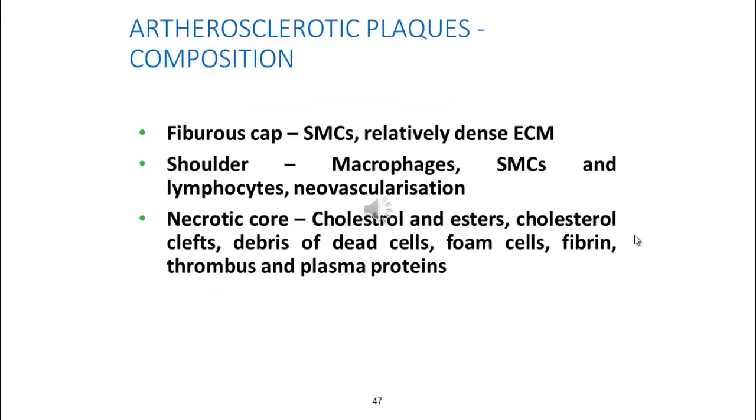So there is a fibrous cap which is composed of smooth muscle cells along with dense extracellular matrix. Then there is a shoulder, which contains inflammatory cells and new vessels, and a core, which contains necrotic debris along with cholesterol and cholesterol clefts.